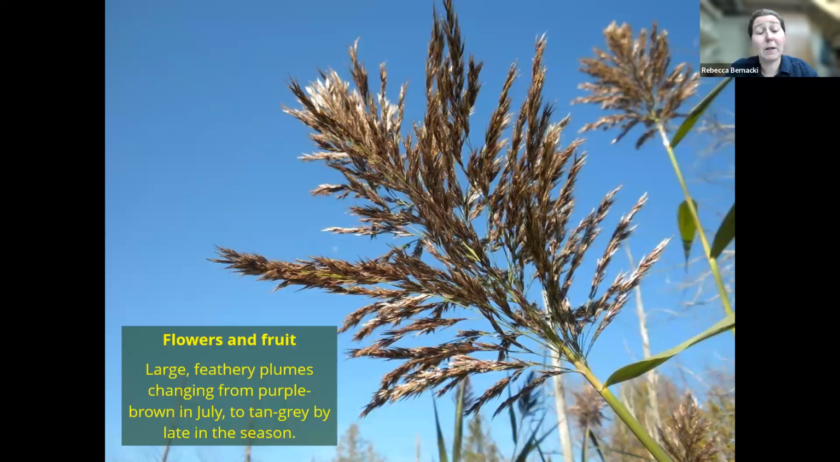The flowers and fruit of Phragmites are large feathery plumes. These are going to be a purple-brown color about this time of year as they start to form. They will fade to a tan gray late in the season, and that seed head will persist on the plant throughout the winter.